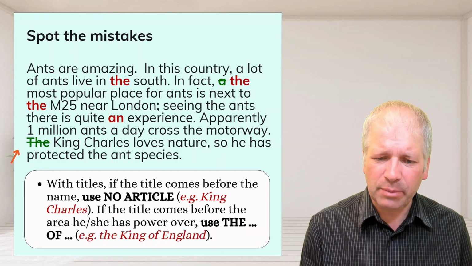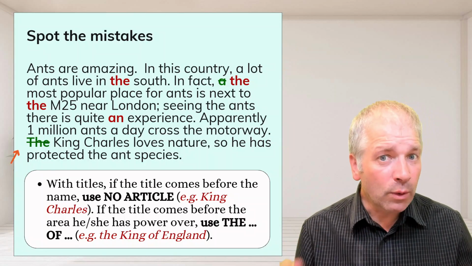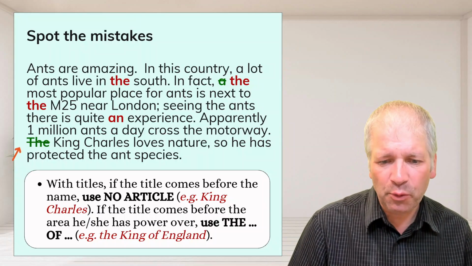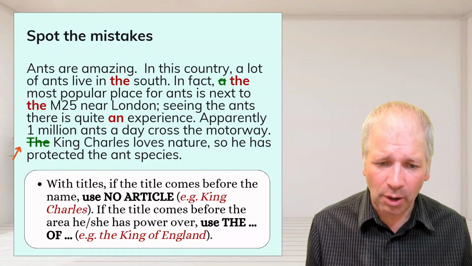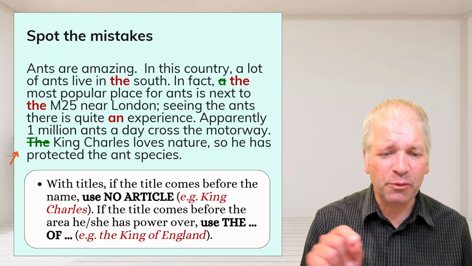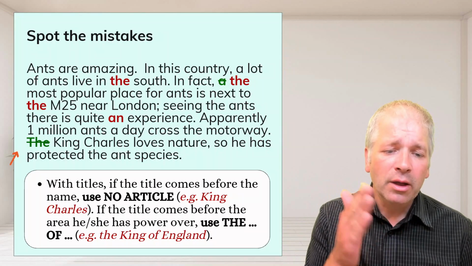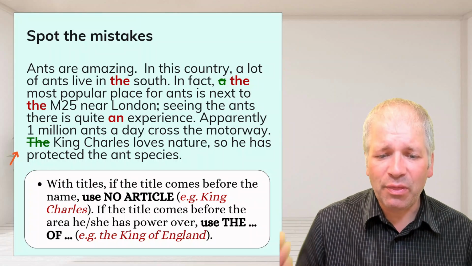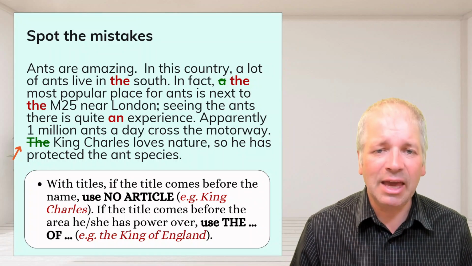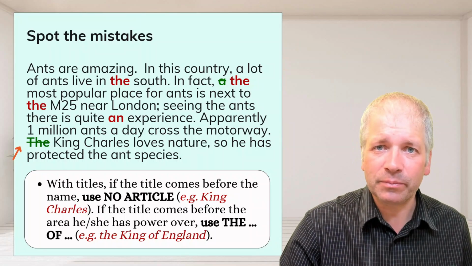Now, that's interesting because sometimes you can use the before the king, but only in certain ways. With titles, if the title comes before the name, use no article. For example, King Charles, no article. But if the title comes before the area he or she has power over, use the, then the title, then of, and then the name. So, for example, the King of England, not King England, the King of England.